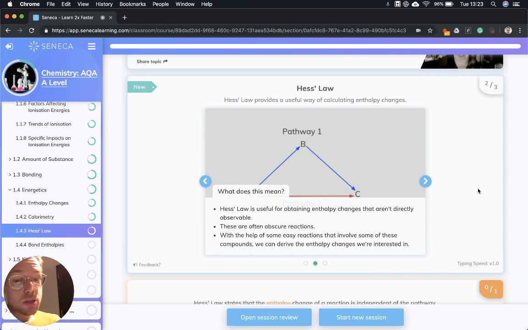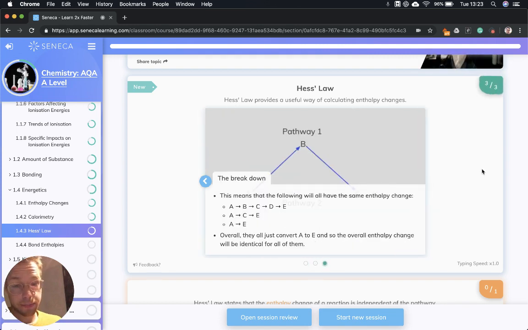Well, Hess's law is useful for obtaining enthalpy changes that aren't directly observable. These are often obscure reactions. With the help of some easy reactions that involve some of these compounds, we can derive the enthalpy changes that we're interested in. This means that any of the following would all have the same enthalpy changes.